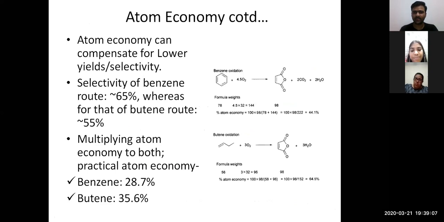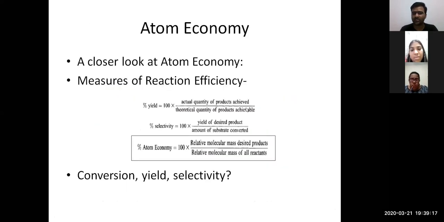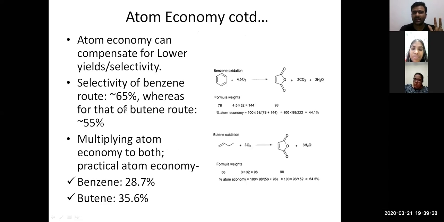Okay, continuing our discussion on atom economy. Atom economy can compensate for lower yields and selectivity. As of now, we are looking at three very important measures of reaction efficiency. A reaction is called highly efficient if it goes with a high percentage yield, one. It is called very efficient if it is going with a high percentage of selectivity. And a new term that has been added after the advent of green chemistry is a high degree of atom economy. So in some cases, a high degree of atom economy can compensate for a lower yield or selectivity.